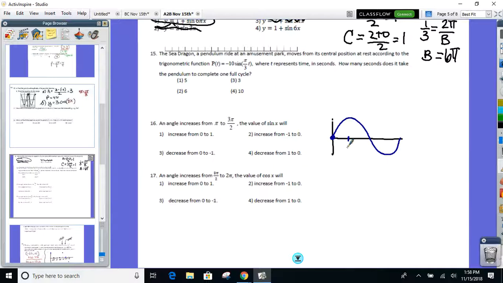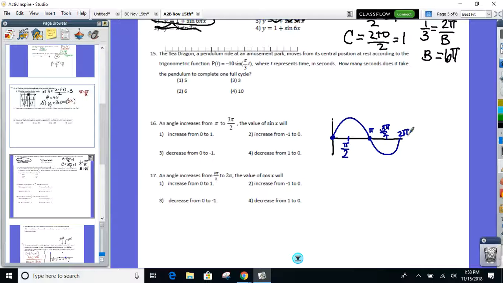Pi over 2. Yep, on the basic curve here. Then it goes down to 0 at what? Pi. What's the next one? Pi over 2. Hits its minimum at 3 pi over 2, and then it ends where?